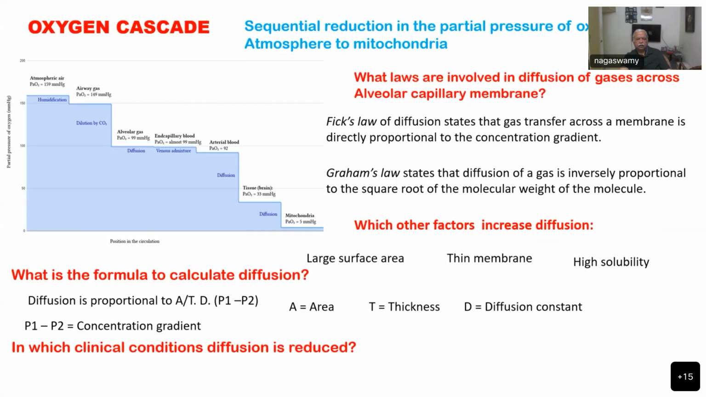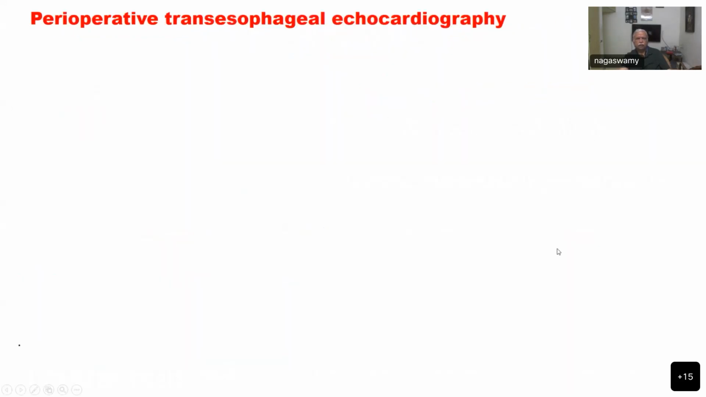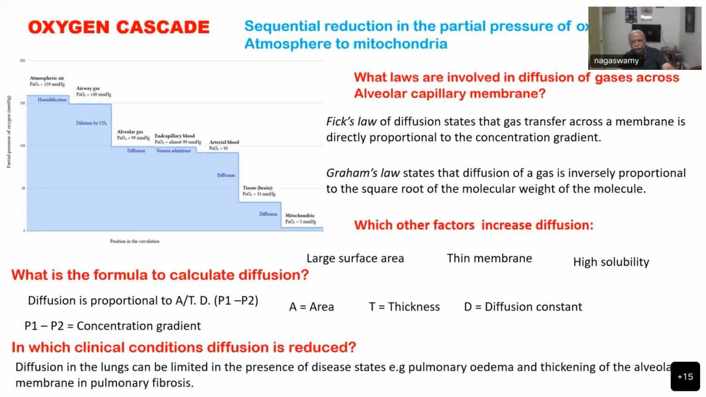So in which clinical conditions is diffusion reduced? It can be reduced in pulmonary edema or in thickening of the alveolar membrane in pulmonary fibrosis. So that is about the two topics that we have been told.